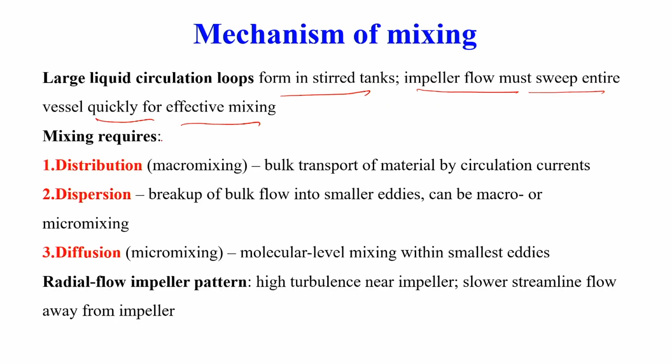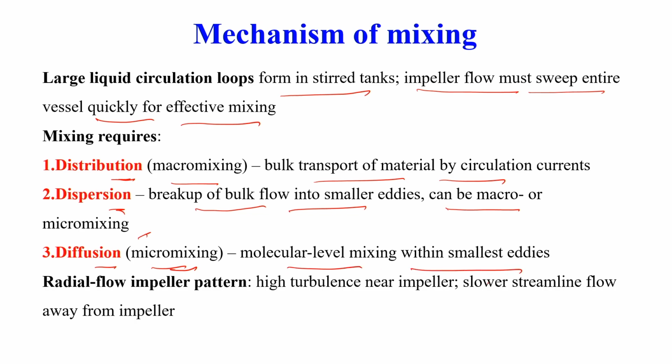And there are three mechanisms. One is distribution, dispersion and diffusion. So, distribution means it is a kind of macro mixing, the bulk transport of material by circulating currents. Dispersion breaks up the bulk into smaller eddies, it can be macro or micro mixing. And diffusion is micro mixing, this is molecular level mixing within the smallest eddies.